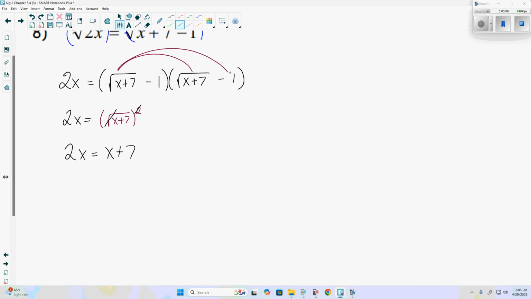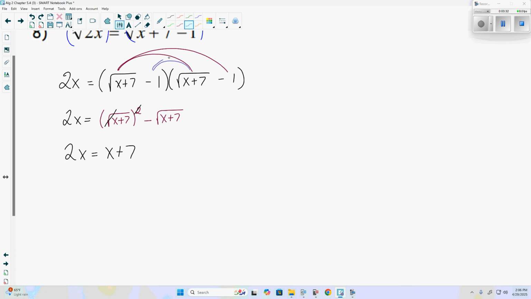We still have to finish multiplying. Our square root of x plus 7 times negative 1. So the negative 1 will multiply out front, really just telling us that we have negative square root of x plus 7. That negative 1 and the number in front of that radical, which is 1, multiply together to give us negative, and our square root of x plus 7. All right.